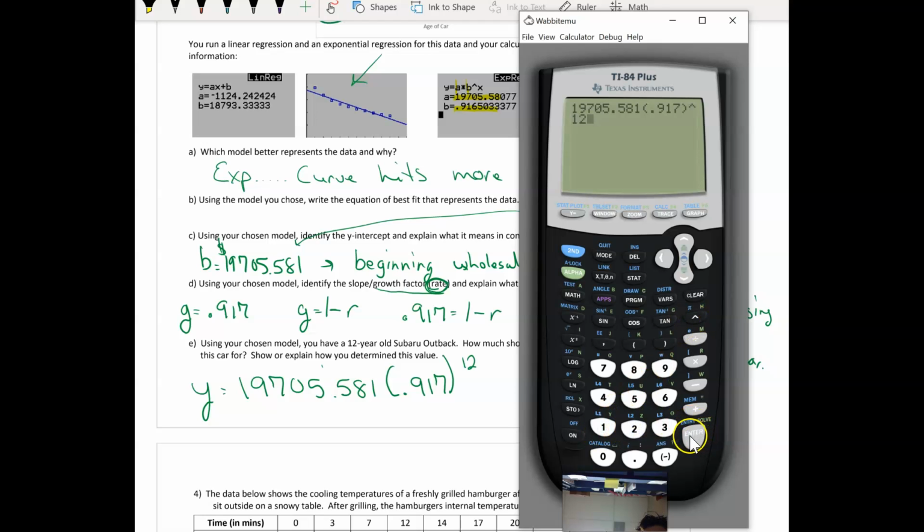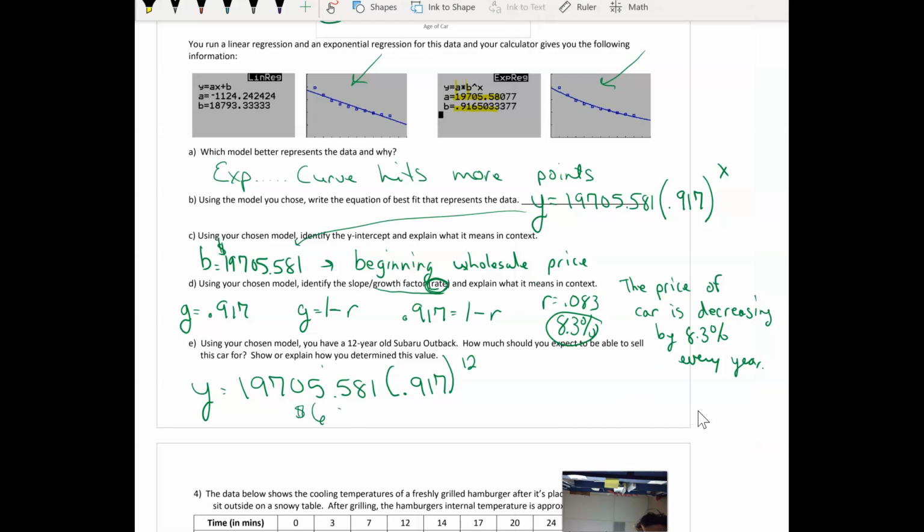And remember, the price is going down. So 12 years old, I should be seeing a Subaru that's not worth that much. And it's worth $6,966 and what was the change? 61 cents if I round.